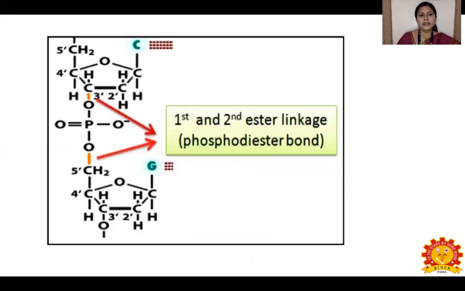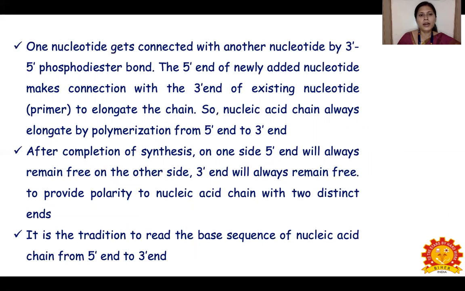Now we can see in a picture the first and second ester linkage shown here between the two sugars. The 3' OH of the first sugar forms a bond with the 5' CH2OH. As it has 2 oxygens, with the help of phosphorus, it is called a phosphodiester. One nucleotide gets connected with another nucleotide by a 3',5' phosphodiester bond. The 5' end of the newly added nucleotide connects with the 3' end of the existing nucleotide, which is called the primer, to elongate the chain.